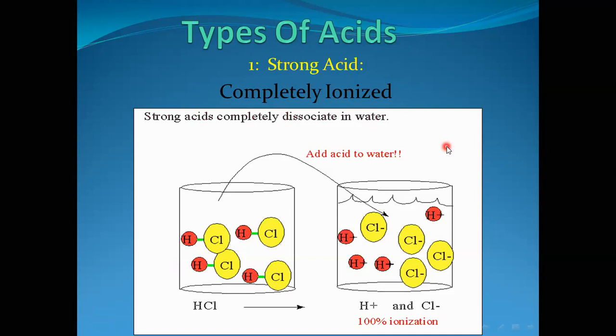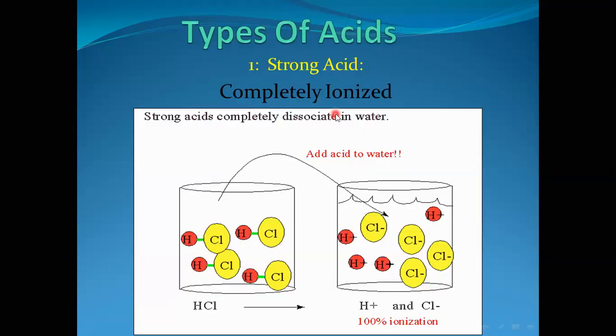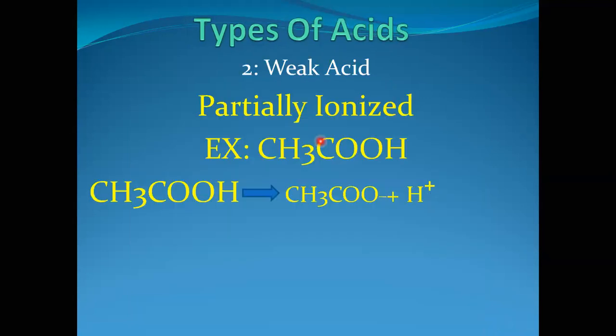What are the different kinds of acids? Number one, strong acid, completely ionized. If you have strong acid, this means you have weak acid. Weak acid is partially ionized, like CH3COOH. So different kinds of acid: strong acid, which is completely ionized, completely dissociated, and weak acid, partially ionized or not completely dissociated.